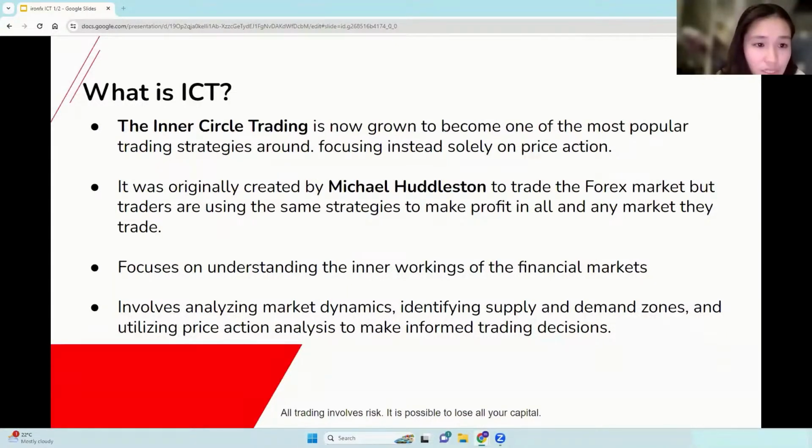So what is ICT? Basically, ICT stands for inner circle trading. Let's start by defining what exactly we mean by inner circle trading. ICT, or inner circle trading, is a trading methodology that focuses on understanding the inner workings of the financial markets. It involves analyzing market dynamics, identifying supply and demand zones, and utilizing price action analysis to make informed trading decisions. It has now grown to become one of the most popular trading strategies around, focusing solely on price action. It was originally created by Michael Huddleston to trade the Forex market, but currently traders are using the same strategies to make profit in any market that they trade.